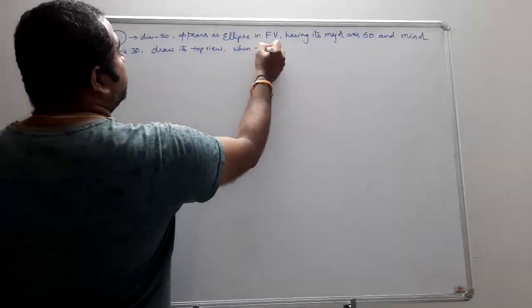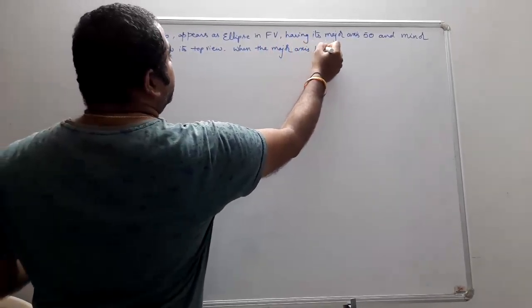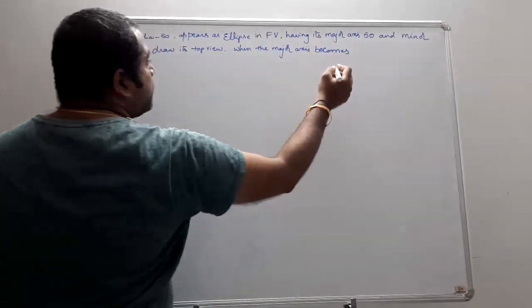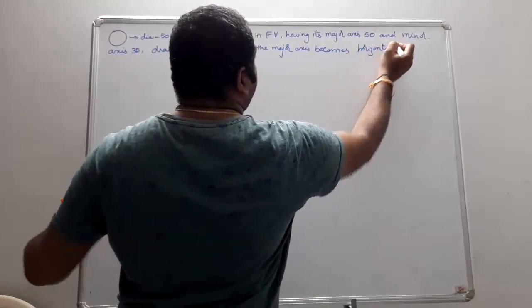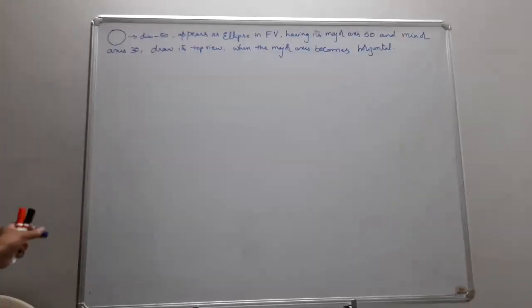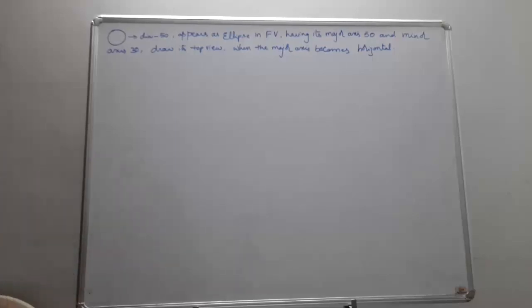when the major axis becomes horizontal. Okay, so let us see, in this problem he didn't give either theta or the surface inclination or point inclination, whatever it should be. He didn't give any inclination, but from the problem we are able to know how it should appear in front view when having its major axis 50 and minor axis 30.